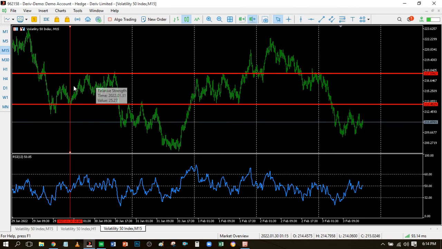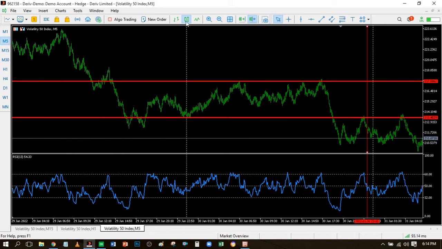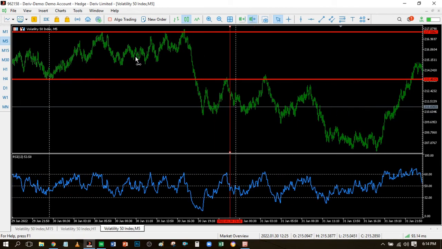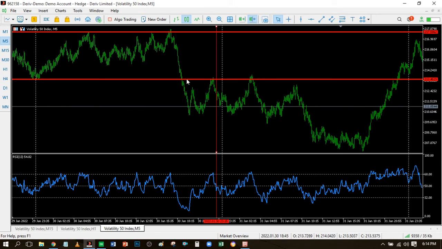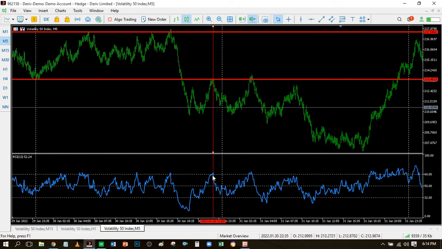Now let me check this particular level right here. Let me go to the 5 minutes chart. You could also use the 5 minutes chart to make your entries. You can see on this 5 minutes chart, on this particular level, the price was overbought, and the same thing here. That was why I actually placed my sell entry. You can see price just dropped further.